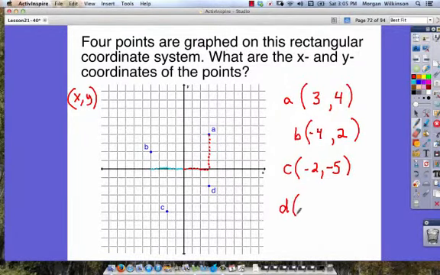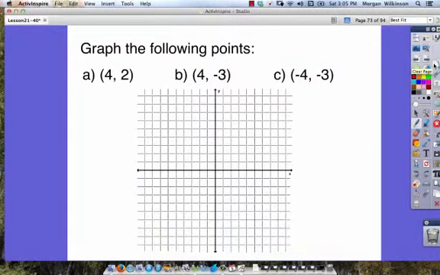And finally, D, we go over the same amount as we did for A, so 1, 2, and 3, and then down 2. So we're going to get 3 on the x, and then down 2, or negative 2, on the y. So we've got all of our values listed. Take your time as you work through these.